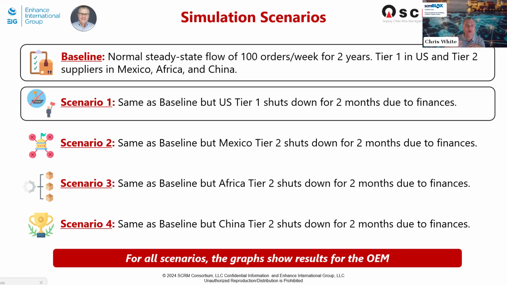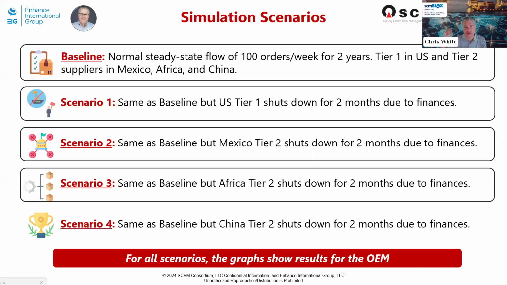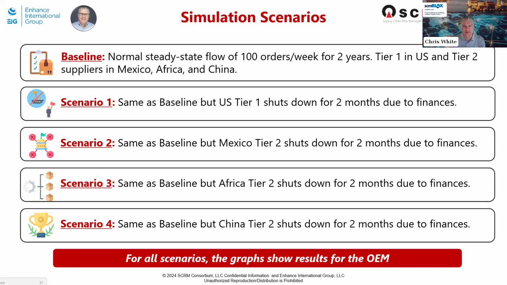Then we're going to walk through and move that around and say, what if it was our tier 2 that was in Mexico? And what if it was the tier 2 that was in Africa? What if it was the tier 2 in China? So it's like a scientific experiment, and that's what we can do with scmBOX: just say, what if it happens here, all things being equal, what's the result? What if it happens here, all things being equal?